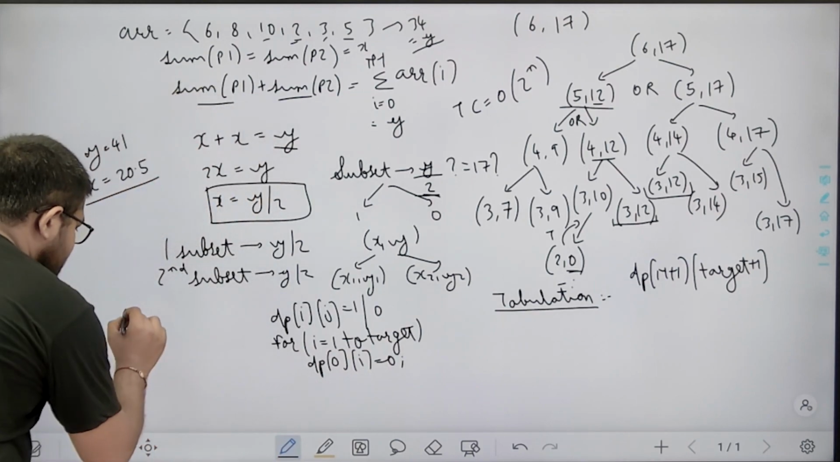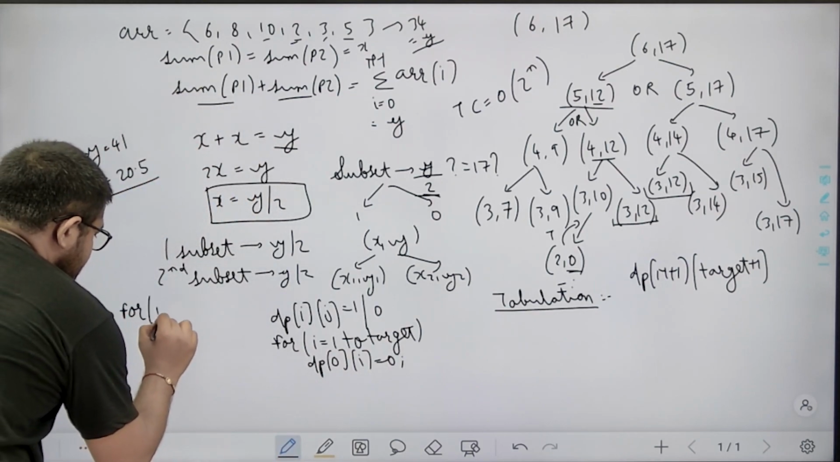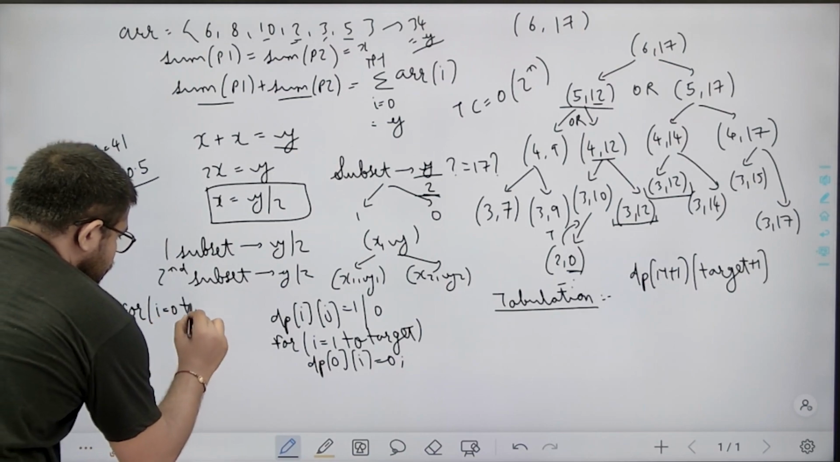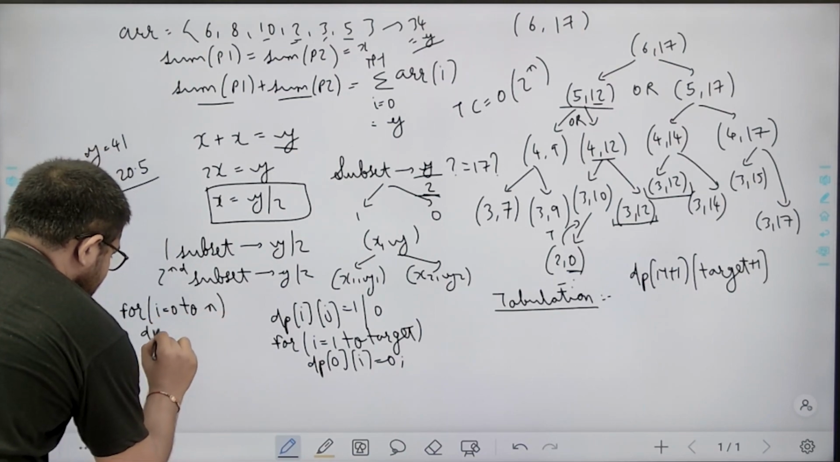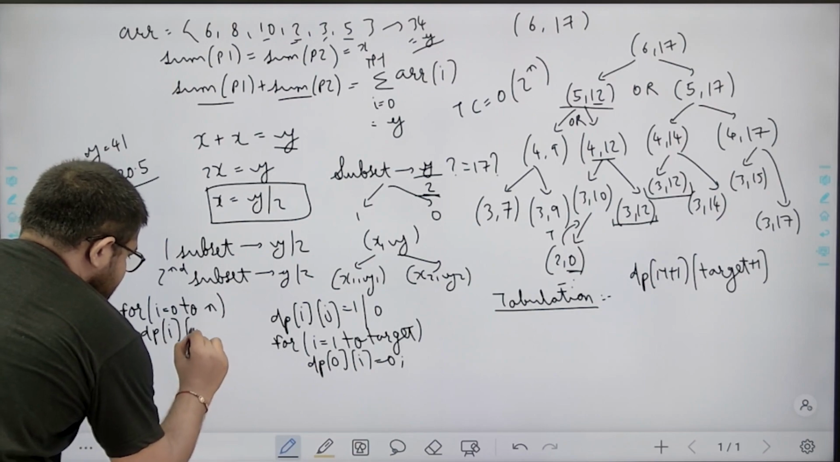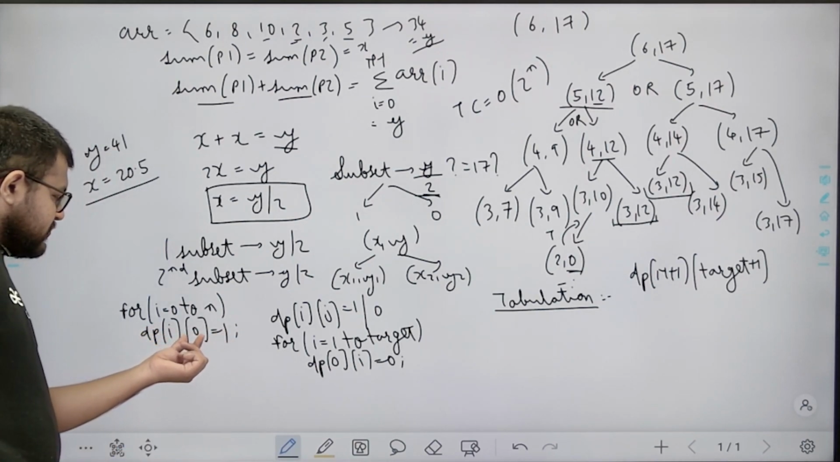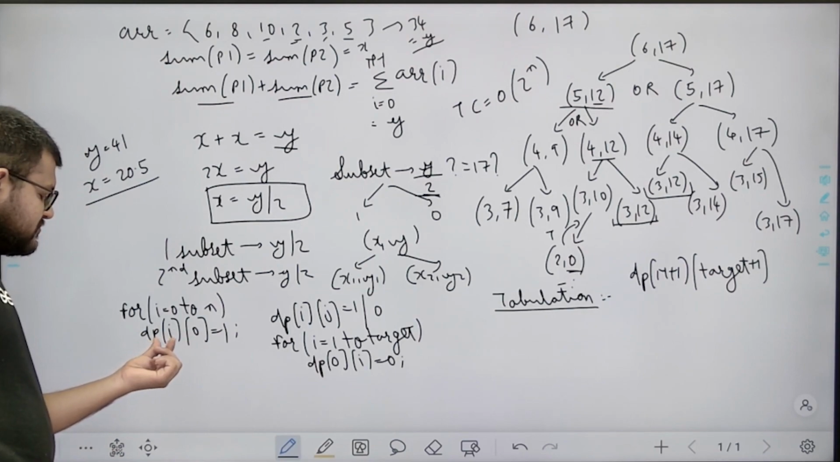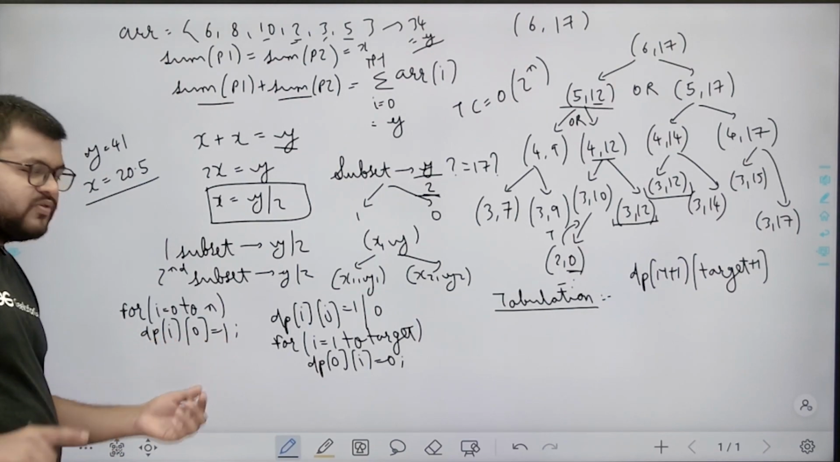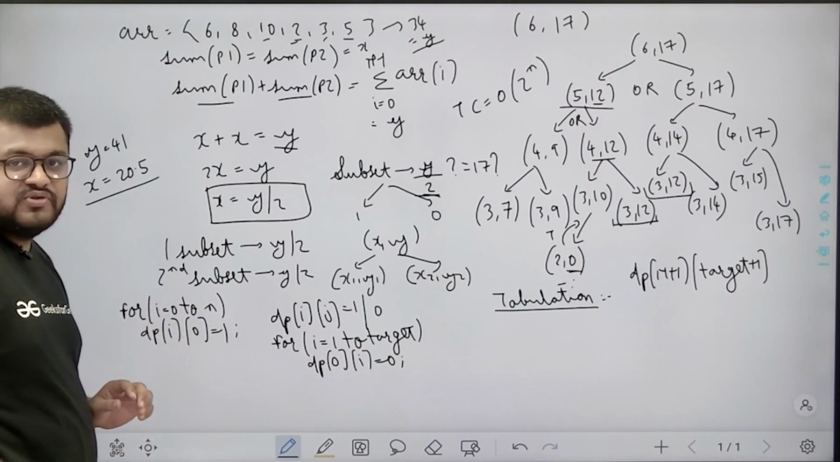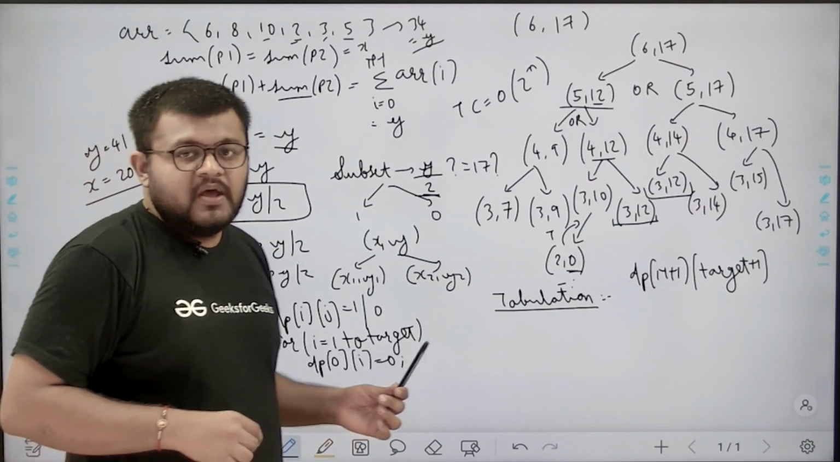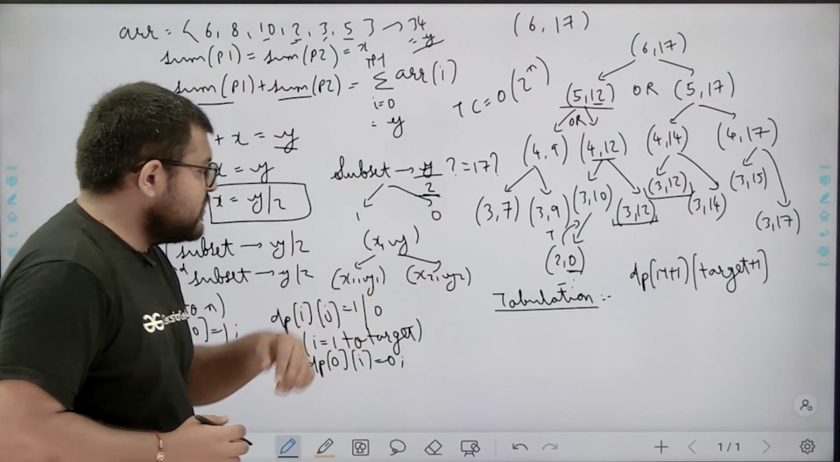So now how will we write it? For i equals to 0 to n, dp of i comma 0 is equals to 1. Can we get a sum of 0 using any of the subsets of the first i elements? Yes. How? There is only one way. Take the empty subset. So we are saying it 1. Okay. So now we need to fill the remaining elements.